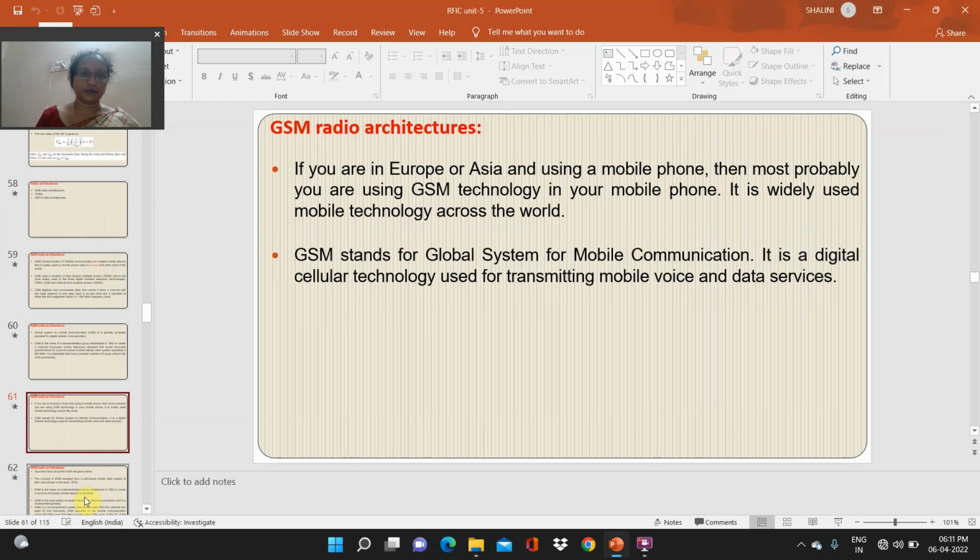If you are in Europe or Asia and using a mobile phone, then most probably you are using GSM technology in your mobile phone. It is widely used mobile technology across the world. GSM stands for Global System for Mobile Communication. It is a digital cellular technology used for transmitting mobile voice and data services.